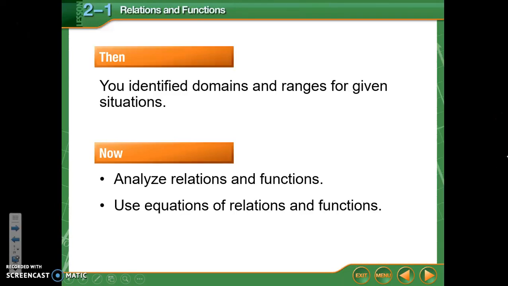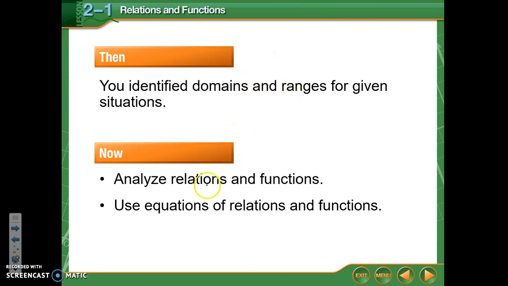Hi everybody. We are starting the second part of chapter 2 now, which we're actually starting with section 2.1, which is about relations and functions. So we've worked in the past on identifying domain and range, although we're going to review that today because it might have been a while since you've talked about that.